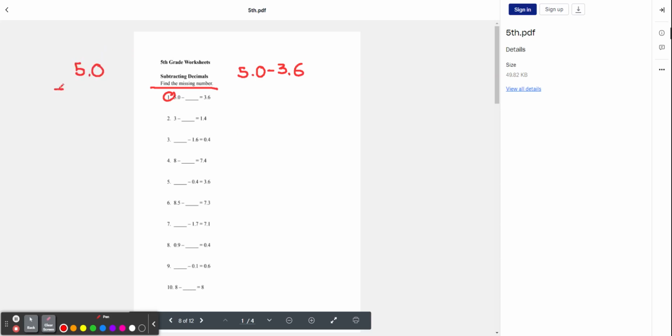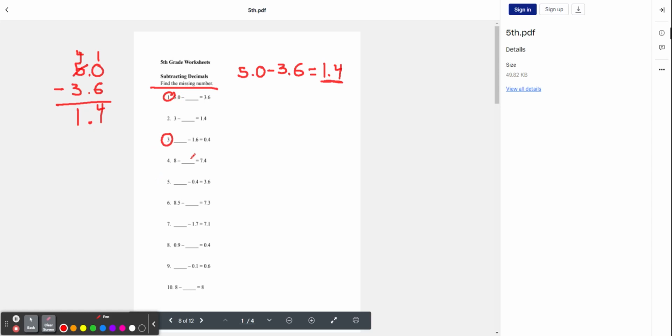So 5.0 minus 3.6. I'm going to borrow from 5. 10 minus 6 is 4. 4 minus 3 is 1. Put the decimal point, and we get 1.4 as the blank in number 1.